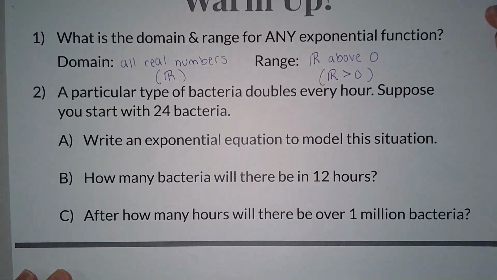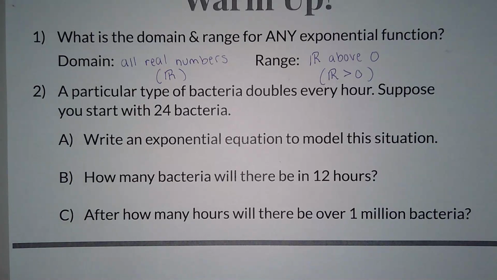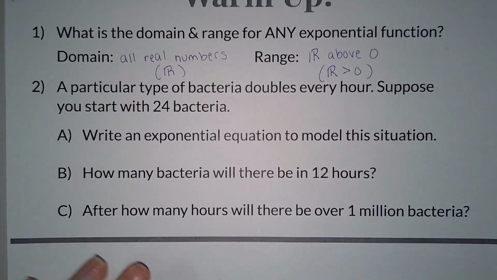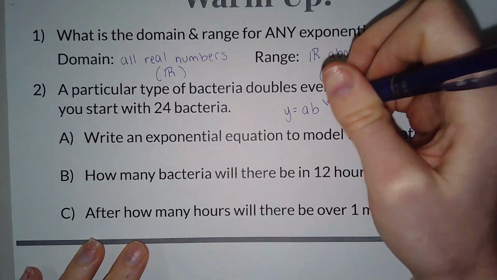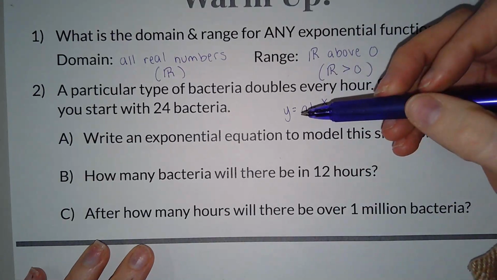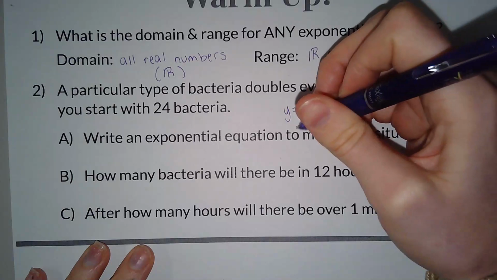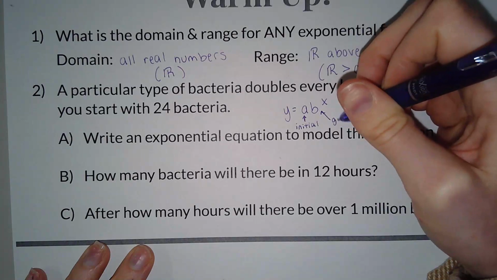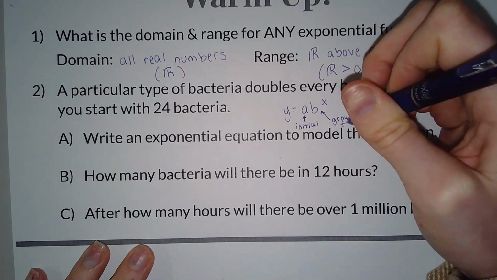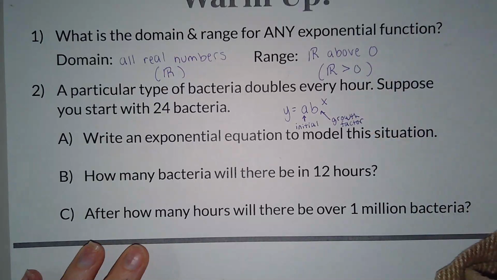Question 2 practices one of our exponential growth or decay questions. So this says a particular type of bacteria doubles every hour. And suppose you start with 24 bacteria. We're going to write an exponential equation to model this situation. Now, if you remember, our exponential equation looks something like this, where A is our initial value and B is our growth factor. So we're looking for our initial value and our growth factor, and then X is going to represent time.